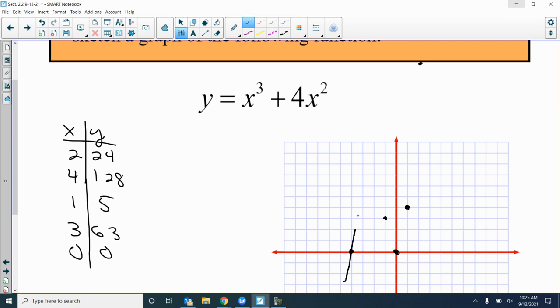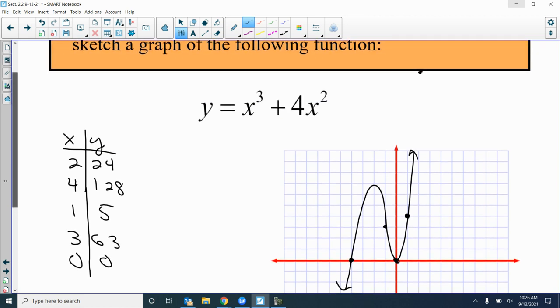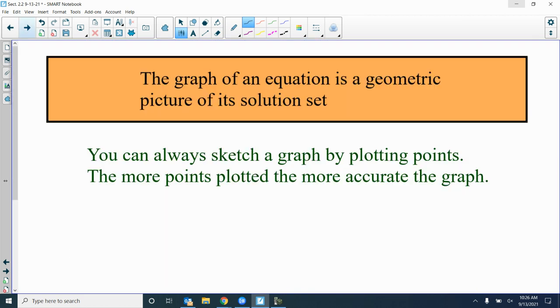But here's the general shape. Why didn't we get it to look like this? Because we didn't pick the right points. You just picked 1, 2, 3, and 4. Those are still points on the graph, but we didn't pick points that showed the whole picture. You can always sketch a graph by plotting points. The more points plotted, the more accurate the graph. If you don't pick the right points, you're not going to get an accurate picture.